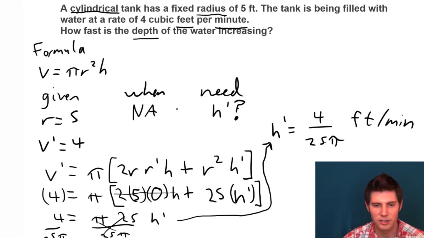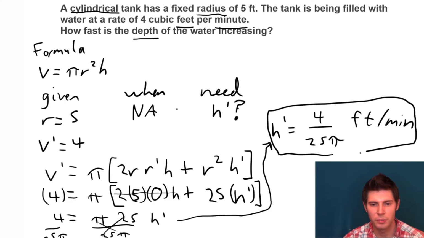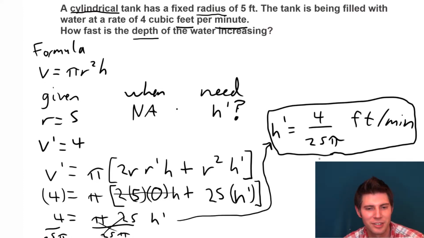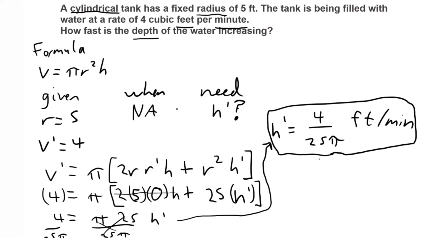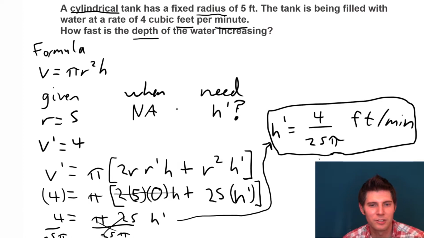So this is our answer. The height is changing at 4 over 25 pi feet per minute. And you can use a calculator to figure out the approximation. But that's it. Let's do the next one.